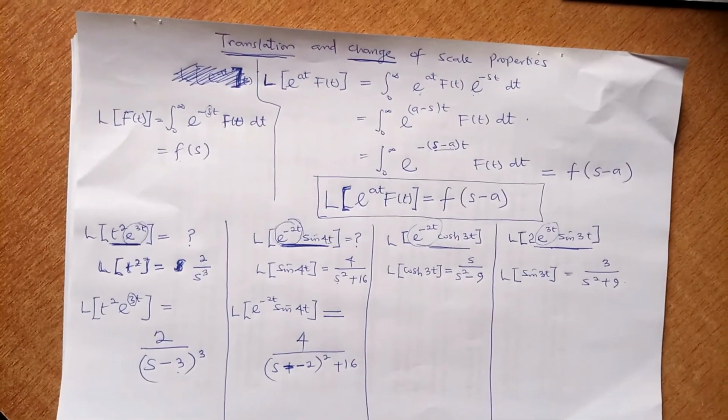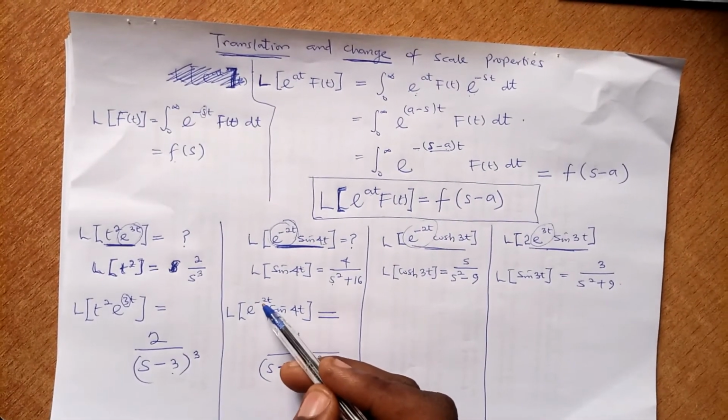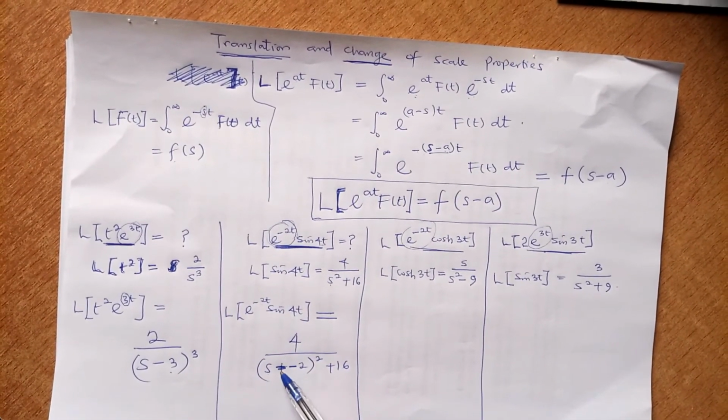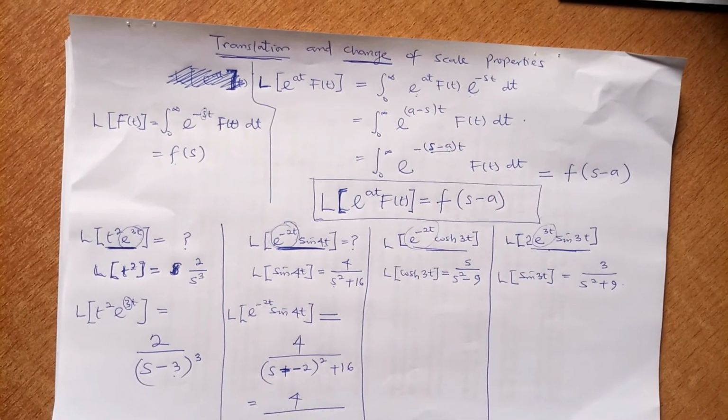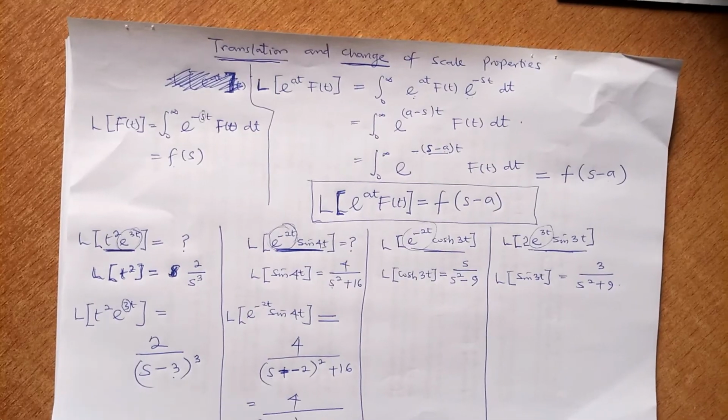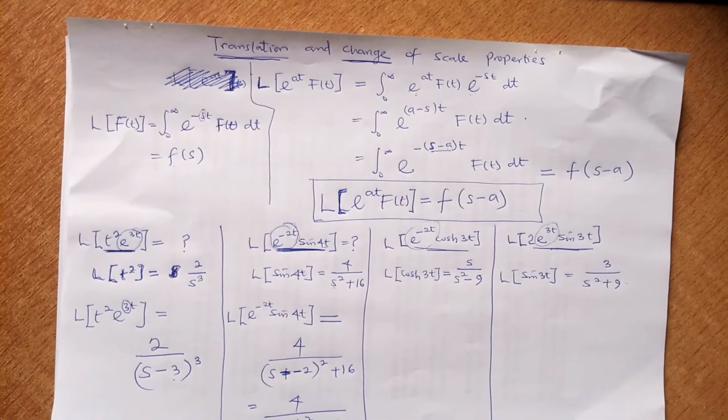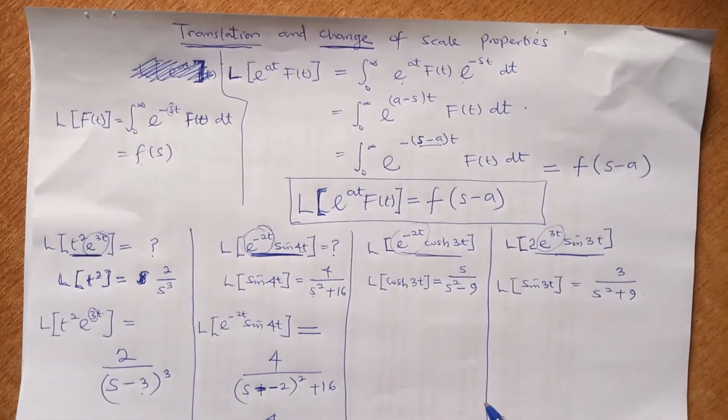Can you see that now? Because in this case now, when it is minus 2, then that will be x minus minus 2. Then this will give us 4 divided by x plus 2 squared, then plus 16. Now let's consider another example again.